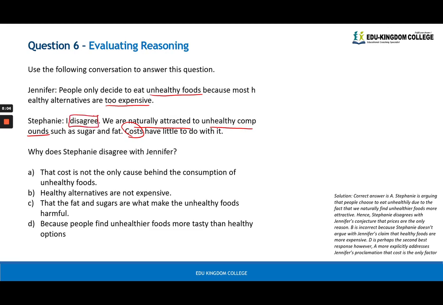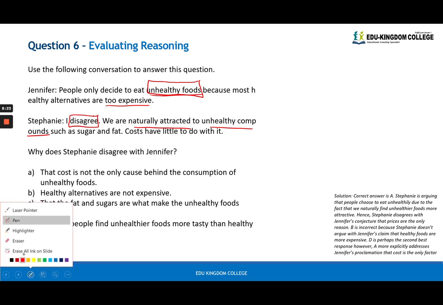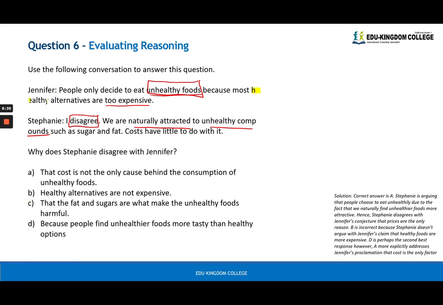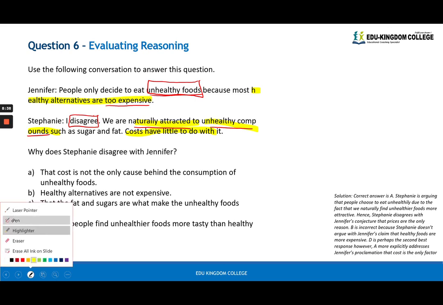Remember, they have to be talking about the same topic for them to be able to disagree, right? If they're talking about 2 completely different topics, then they're not really disagreeing. So what is the topic they're disagreeing about? They're disagreeing about why people eat unhealthy foods, right? Jennifer's saying it's because healthy foods are too expensive, and Steph is saying we are naturally attracted to unhealthy compounds and costs have little to do with it. So it's about the reason why people choose to eat unhealthily.